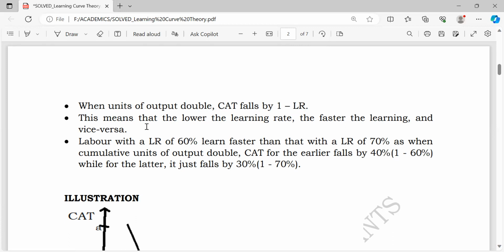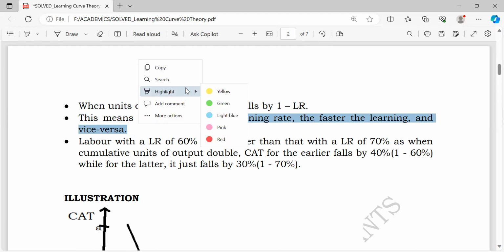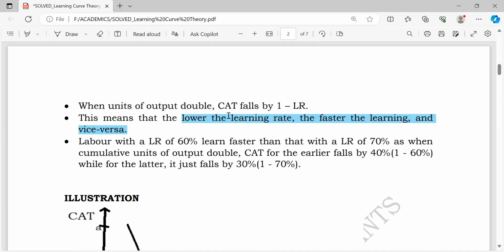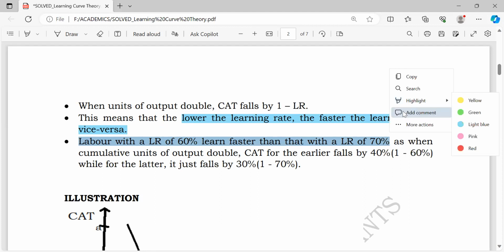So what does this mean? This means that the lower the learning rate, now take this note. This one is very important. The lower the learning rate, the faster the learning and vice versa. So if in an exam you encounter something that maybe the learning rate has increased, know that an increase in learning rate would obviously mean that labor would actually learn less quickly, right? So let's take a look at it with an example. Labor with a learning rate of 60% learns faster than that with a learning rate of 70%. All right. Why is this the case? Do you agree or not?